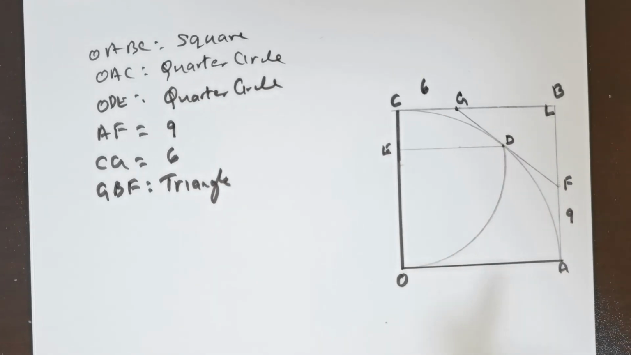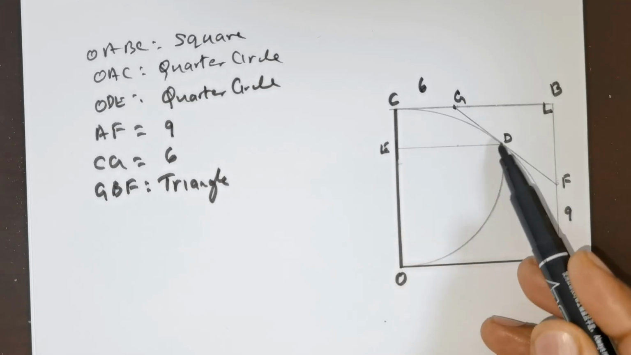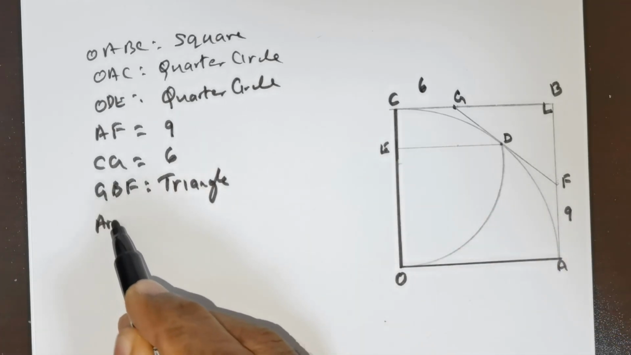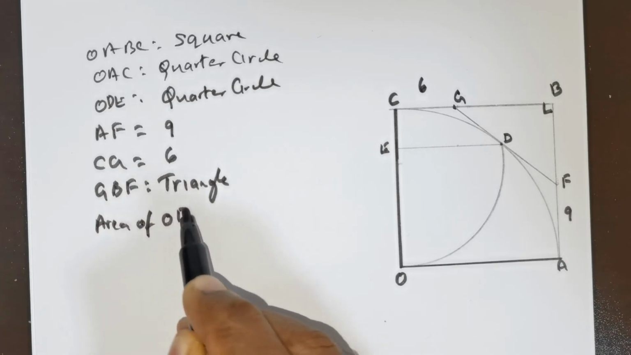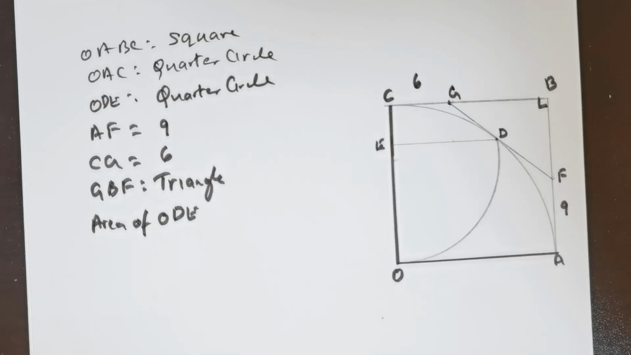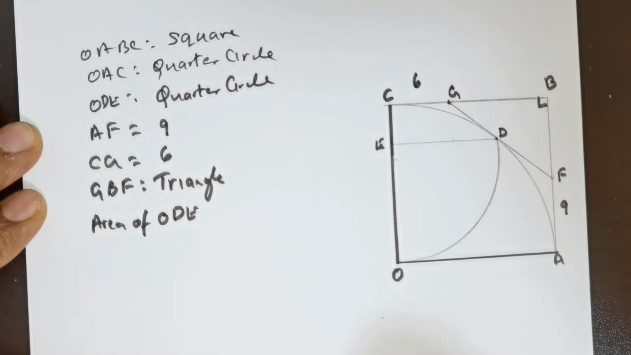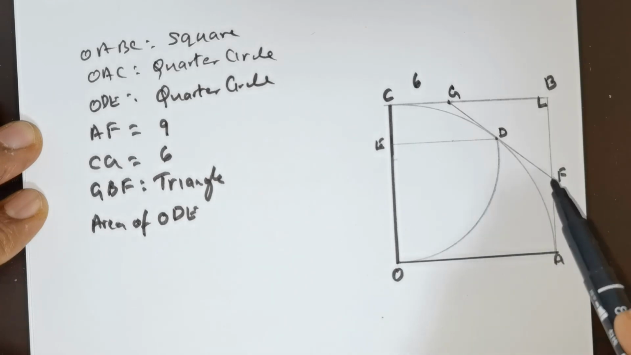Now we are expected to find the area of ODE. We require the area of ODE. Now it's a quarter circle, and with this information we will have to start. So foremost, I would like to draw your attention to the figure over here, to this part of the figure.